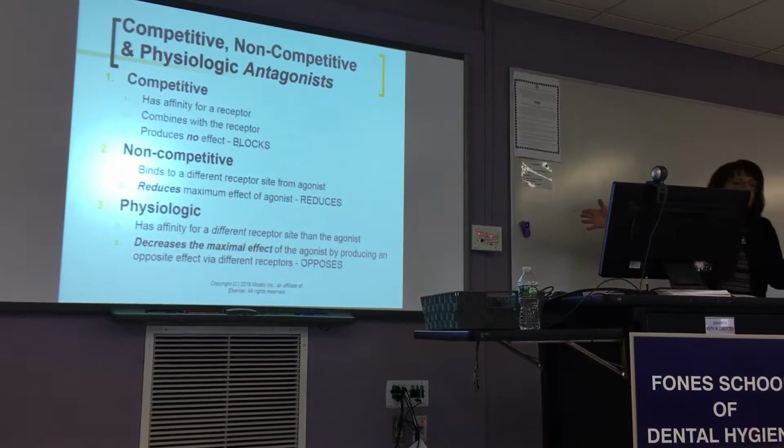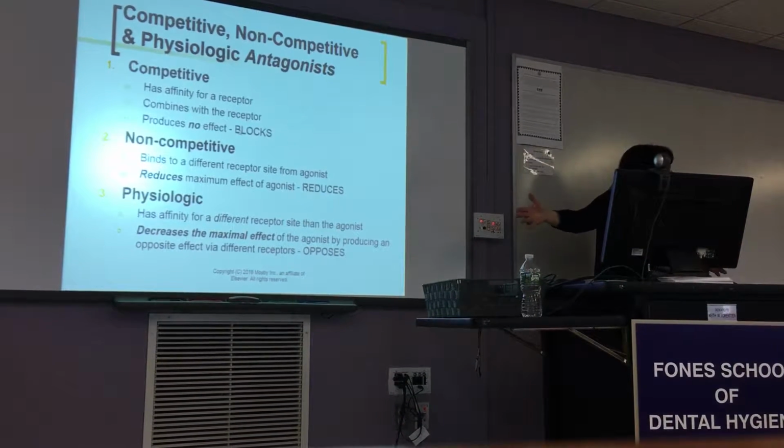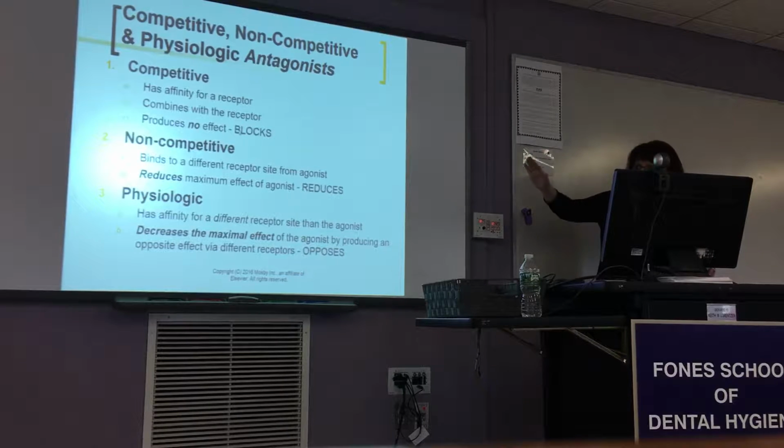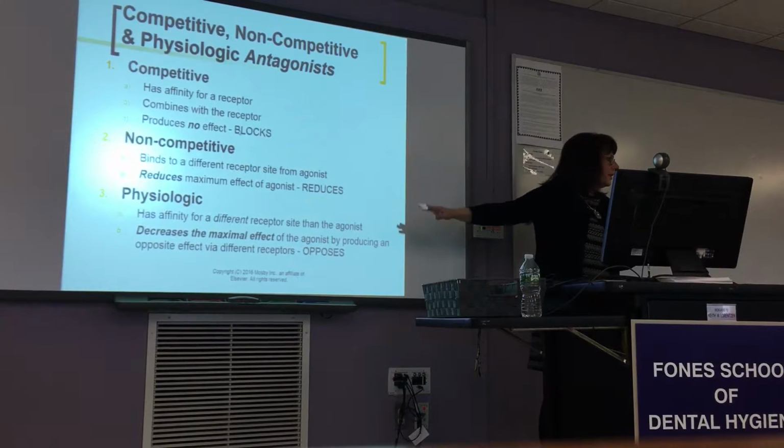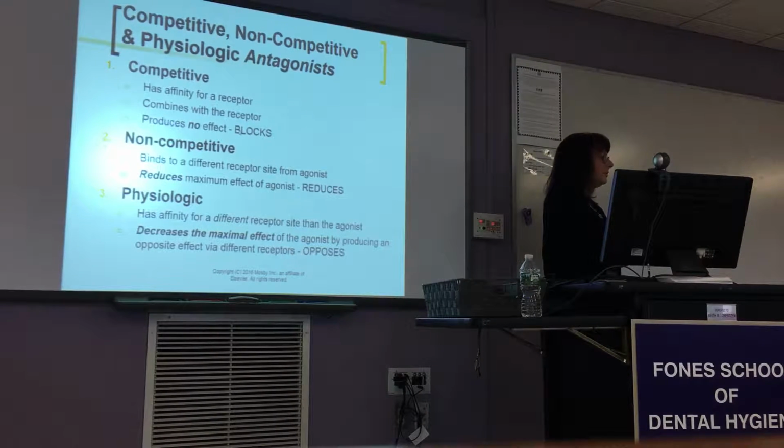drug. We're talking about 47,000 drugs that might do any one of these things. So just take it for granted that this is the effect that it's going to have. And we know that if I say it's a physiologic antagonist, that it's going to do the opposite. Competitive is going to block it. Non-competitive is just going to slow it down a little bit. All right?